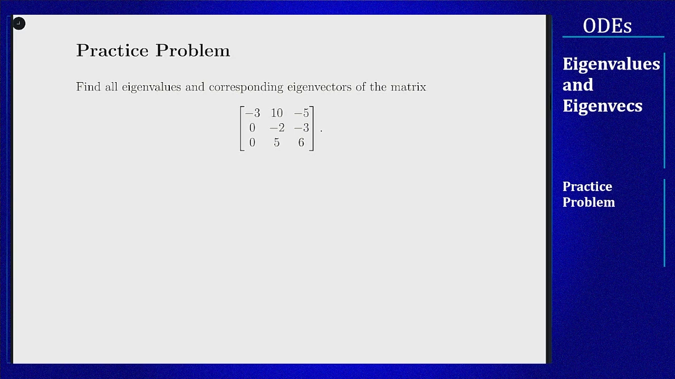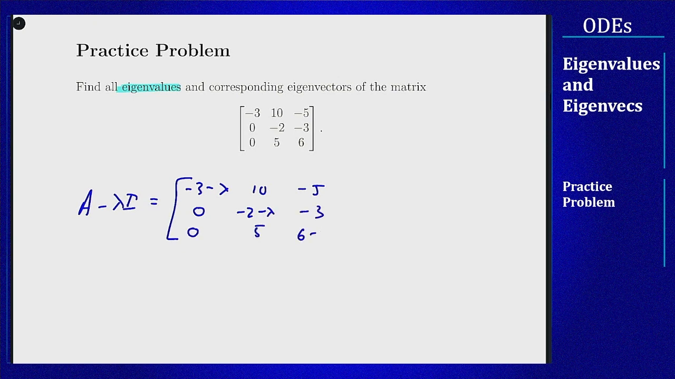So we start by finding the eigenvalues, and we do that by looking at the matrix A minus lambda I and taking its determinant. In this case, A minus lambda I means subtract lambda off the diagonal of the matrix: -3 minus lambda, 10, -5, 0, -2 minus lambda, -3, 0, 5, 6 minus lambda. Now I want to find this determinant.